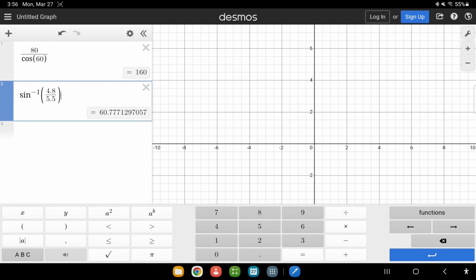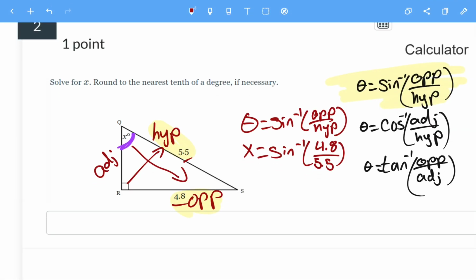is. But since you have it by itself, you could just plug in everything that's on the other side of the equal sign to get it alone, or to figure out what x is equal to. And this gives us 60.8. So our angle is equal to 60.8 degrees. And that's our answer.